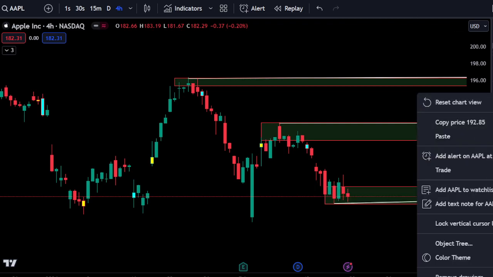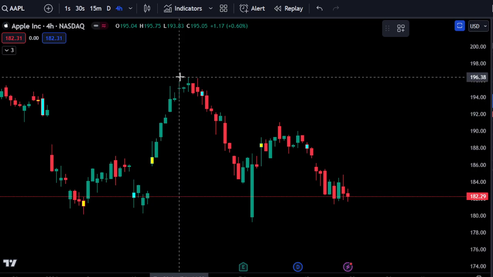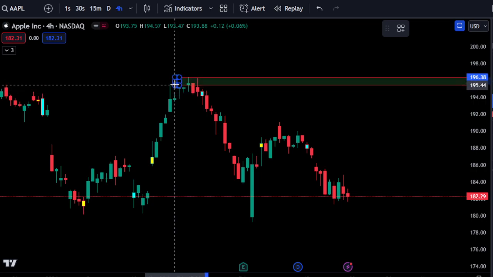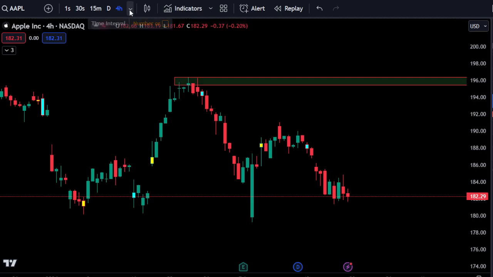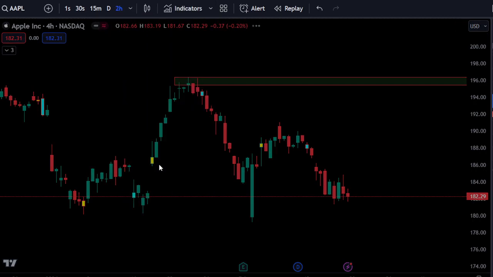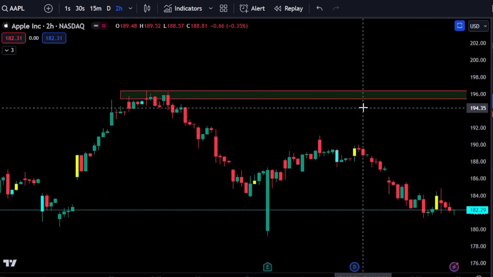Next, we're going to remove all these, and then we're just going to start from scratch once again. You're going to mark your zone up here, and that's it. Now, after that, all you're going to do is go to your 2-hour time frame, and then you're just looking for a break of this zone.